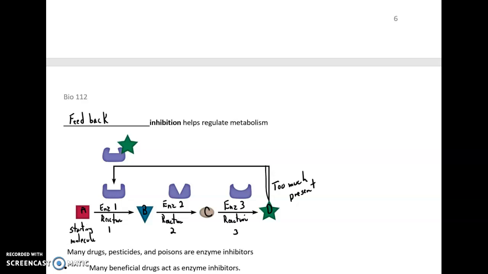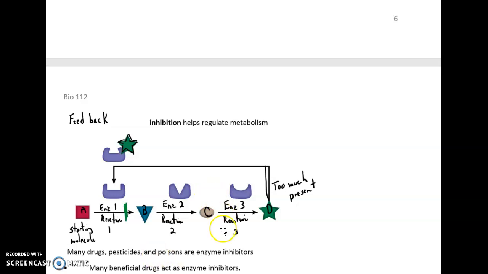D has the ability to go all the way back to the first enzyme and bind to it and stop enzyme 1 from working. So it will stop this pathway at the very beginning. It'll stop it right there. So we don't make B and we don't make C and we don't make any more D because we already have too much D. So that's feedback inhibition, and that helps to regulate metabolism, and there are many, many examples of feedback inhibition in all of metabolism.